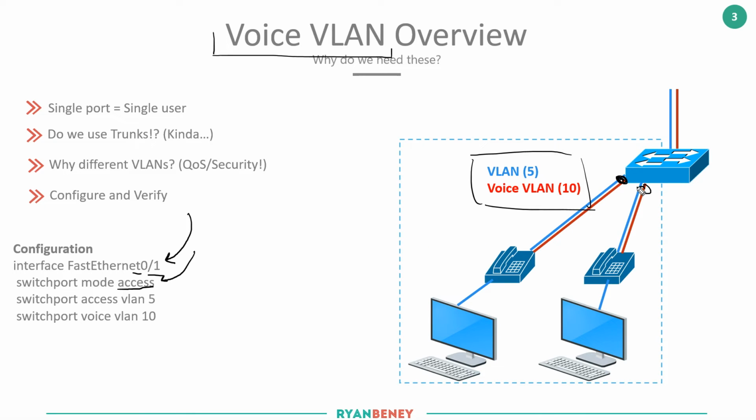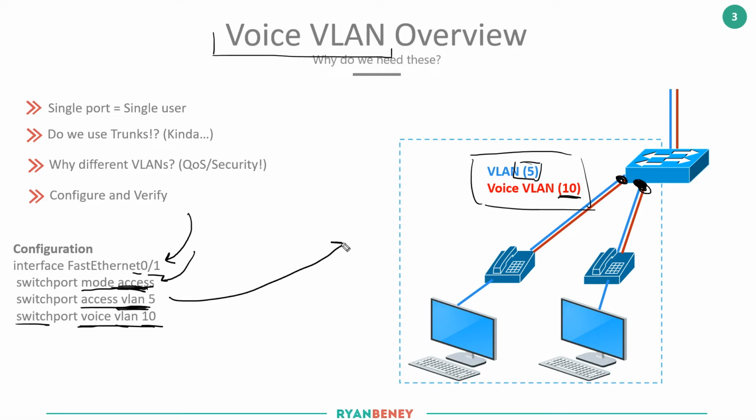So the downstream to all of the phones and PCs will be access. We put the switchport mode access VLAN. So this is the actual data. So we just do it as normal. But now we have this new command, switchport voice VLAN 10. And that ensures that this access port is actually allowed 2 VLANs. So now you're thinking, well, surely that's a trunk. But this is how it works. You allowed a mode access, 2 VLANs, 1 data, 1 voice.